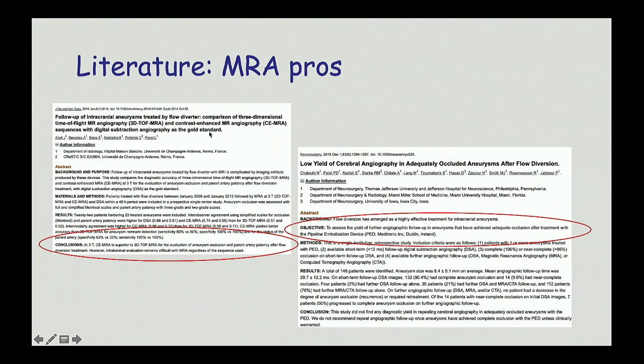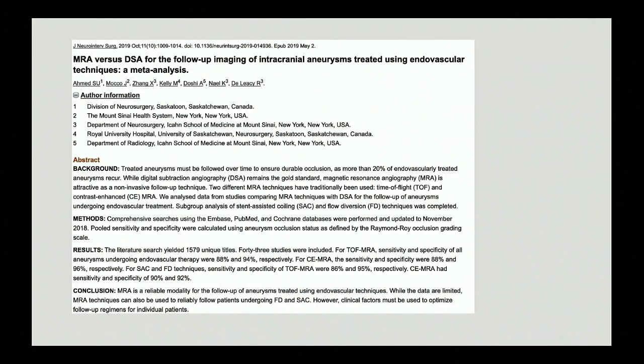In this paper, they say that after one good DSA, it's okay, but you need at least one DSA that shows occlusion of the aneurysm, so you don't need to repeat the DSA. And there was a meta-analysis saying the same thing: you have to perform at least one DSA, probably at 1 year, and then if it's okay with one DSA, you can follow up the patient with MR.